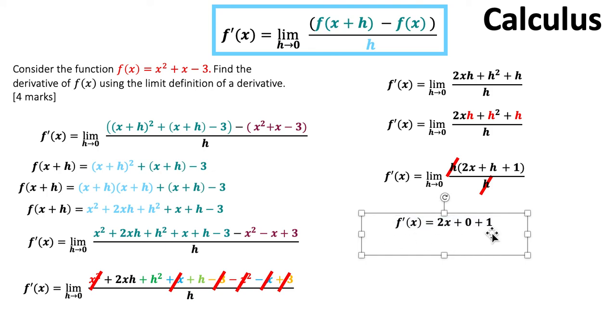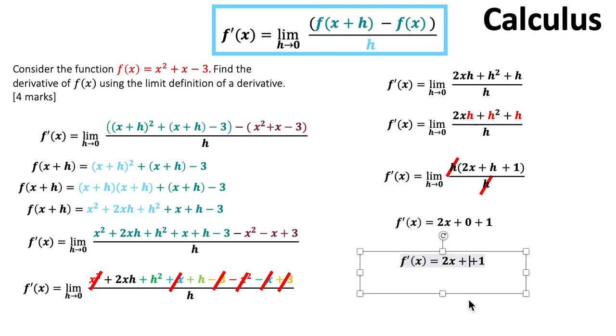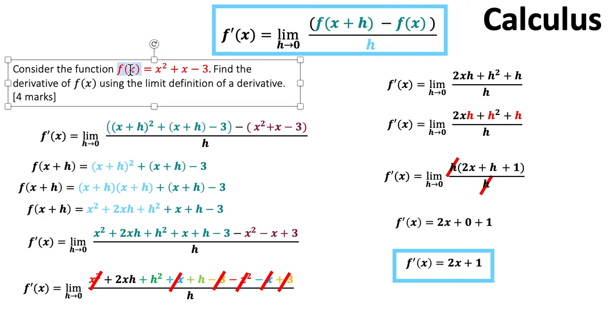Now we can just simplify this equation. This one is a little simple. If it's just 0, it doesn't matter, it doesn't do anything. And so we are left with this: f prime of x, which basically means derivative, is equal to 2x plus 1. And this is actually our answer. So this right here is our derivative. Overall, what we did is we found the derivative of this equation, x squared plus x minus 3, and we found that it is 2x plus 1.